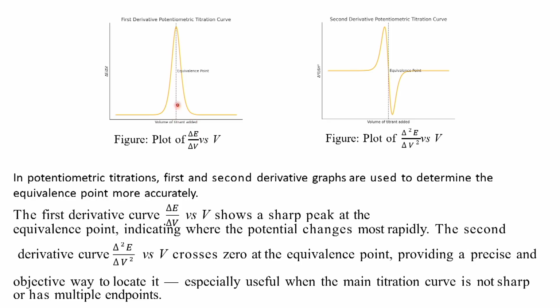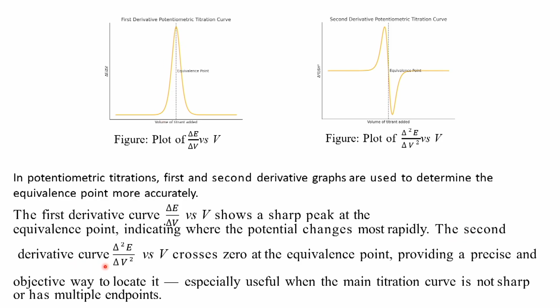So this is the first derivative plot for the equivalence point. This is the point where the equivalence point has been reached, and this is the volume required. The first derivative curve, delta E by delta V versus V, shows a sharp peak at the equivalence point, indicating where the potential changes most rapidly. You can see the potential changes most rapidly here.